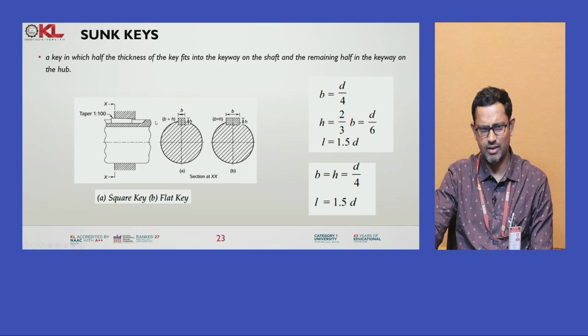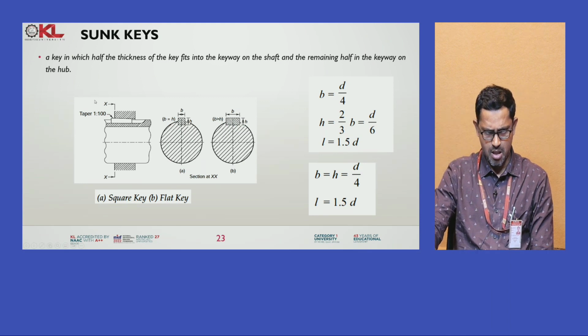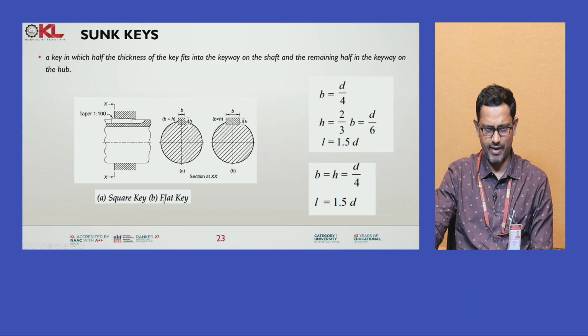So this is the keyway, and half will be in your shaft, and another half will be in the hub. I told you, right? Sunk keys are like square and flat keys. These are the different classifications.